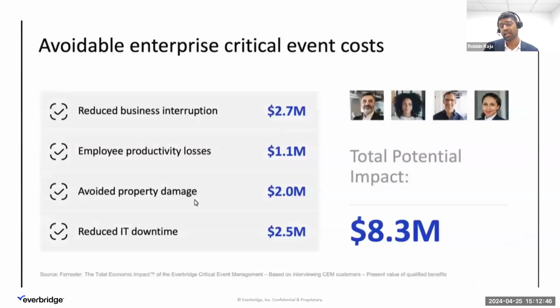All put together, $8.3 million on average was the potential positive impact these companies saw because of digitizing their critical event management processes. So they all had their manual processes, but after digitizing, they were able to reduce the time and effort needed to respond to a critical event. And as a result, this is the benefit.